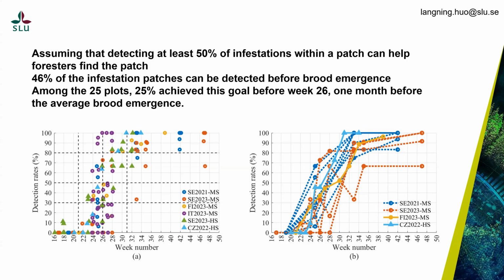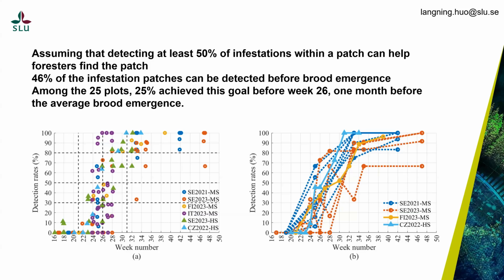We also adjust the standard, because if we aim at detecting patches, we don't actually need to detect every tree to take action. Let's say if we can detect half of the infestation in a patch, that's already enough to draw the attention of the forest manager, who needs to go to this area, check, and do the damage control. So we define 50% of the detection rate as enough to help the forester find the patch.